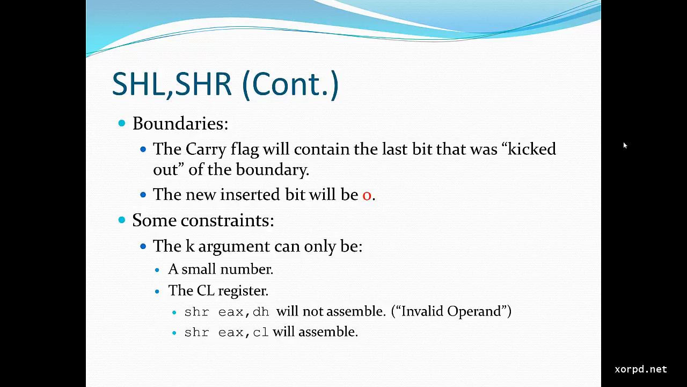So for example, this instruction, shift right EAX, DH, will not assemble. The assembler will give you this error, invalid operand, because you cannot put DH here. You can only put a small number or the CL register. This instruction, as opposed to the previous one, will assemble because you chose CL, and CL is an okay choice.